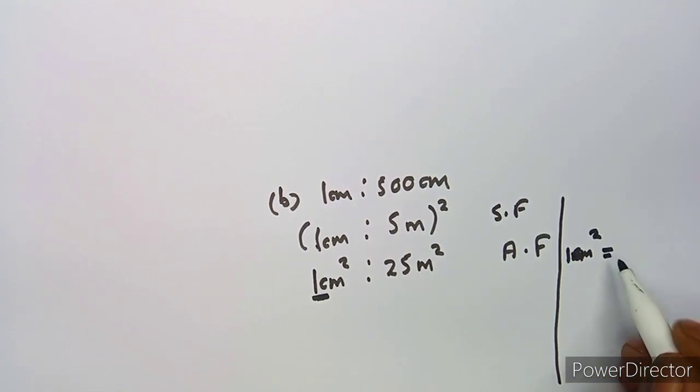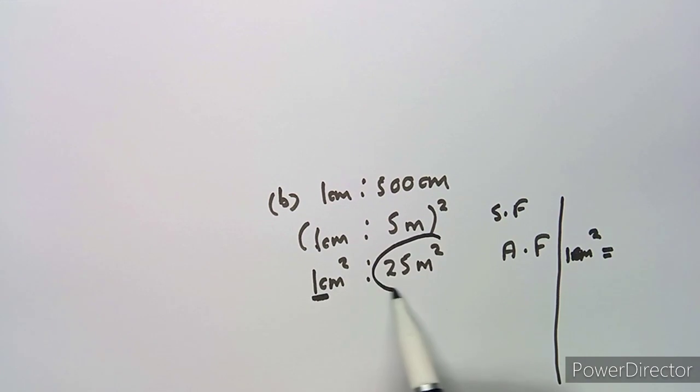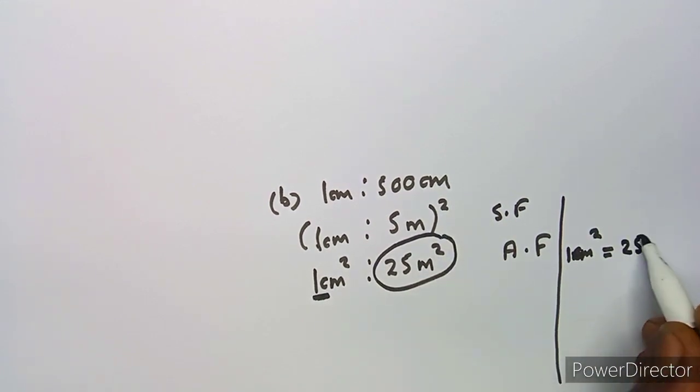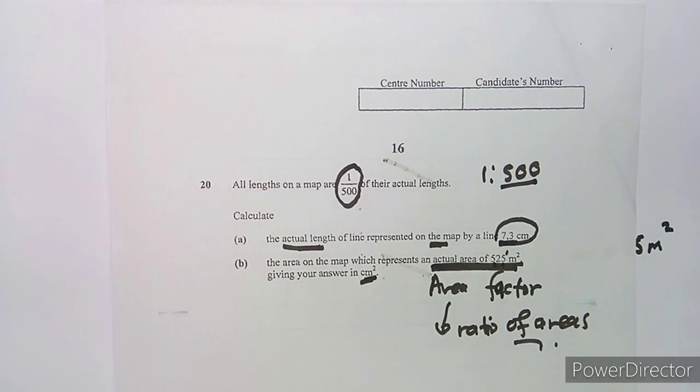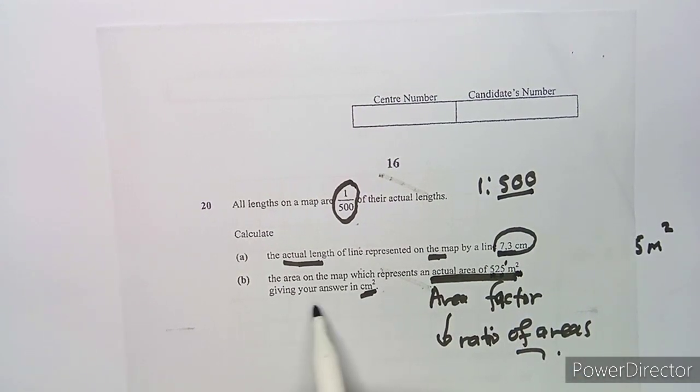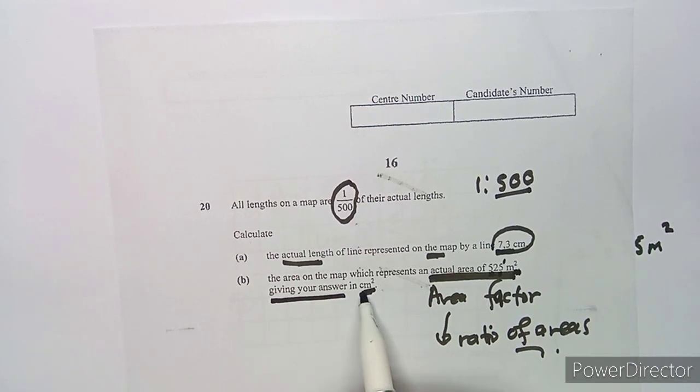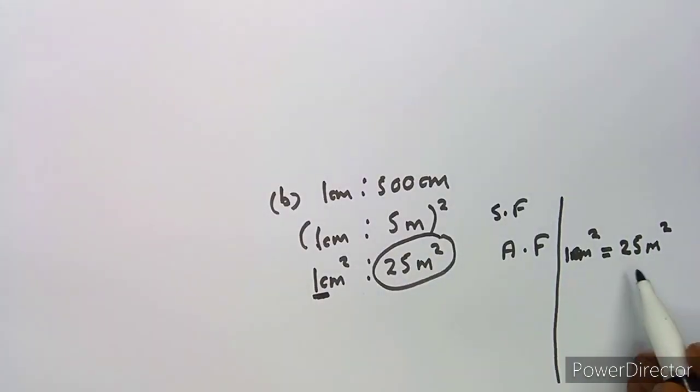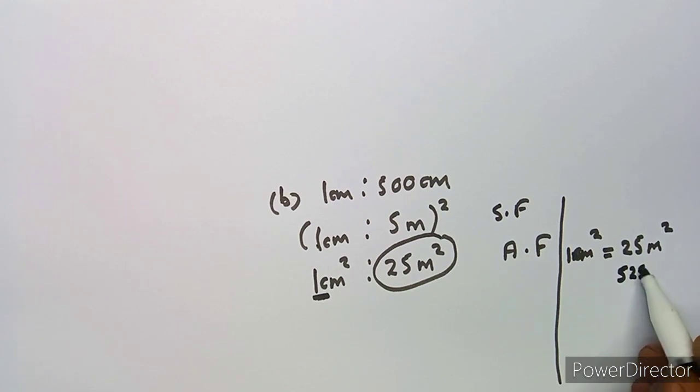1 square centimeter on the map corresponds to 25 square meters on the ground. It corresponds, not to say that they are equal, but it corresponds to. So what about 525 square meters on the ground? What is it going to give us in square centimeters? So you're simply asking yourself, what about 525 square meters on the ground? What is it going to give us in square centimeters?